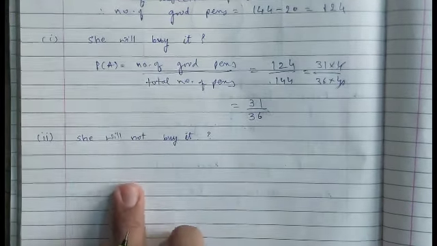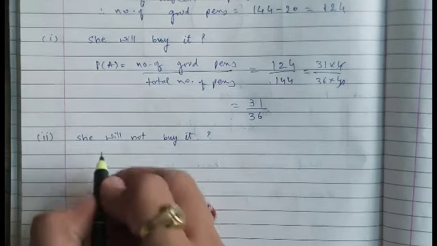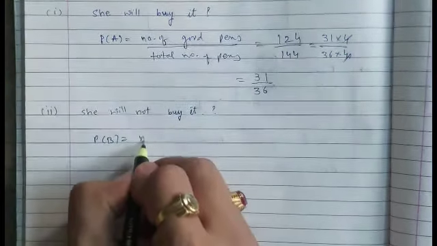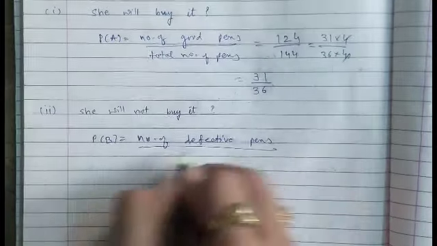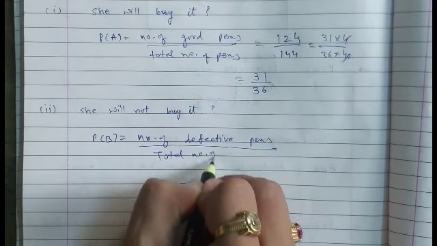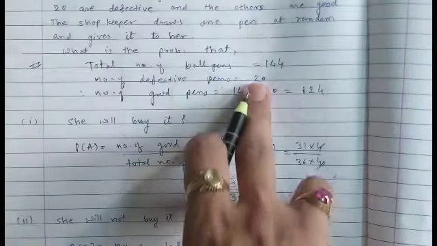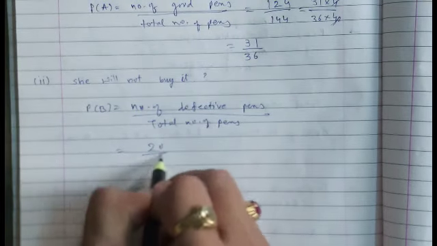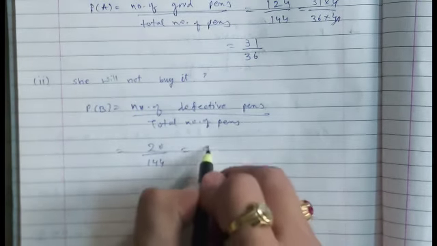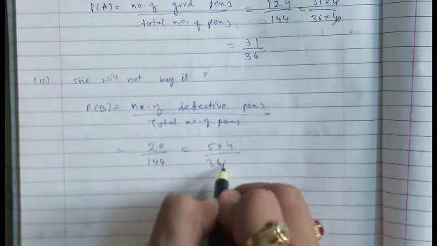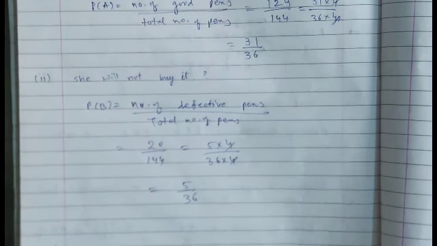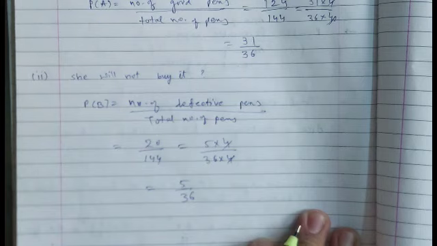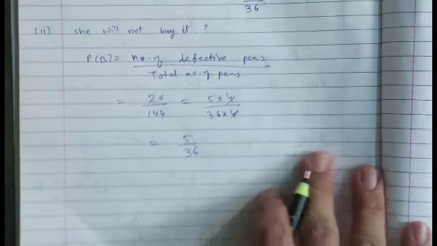Now the second one, the probability that she will not buy it. Suppose we call it probability of B. It is the number of defective pens upon the total number of pens. Here the number of defective pens is 20 and the total number of pens is 144. So we can write it as 20 upon 144. 5 multiplied by 4, 36 multiplied by 4. Therefore the answer will be 5 by 36. So the probability that Noori will not buy it is 5 by 36.